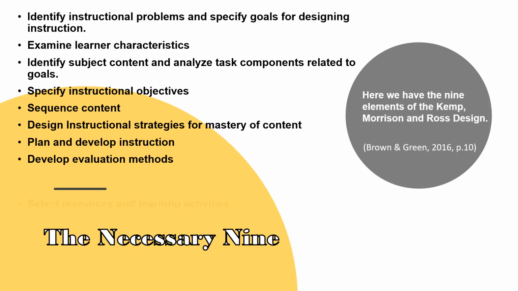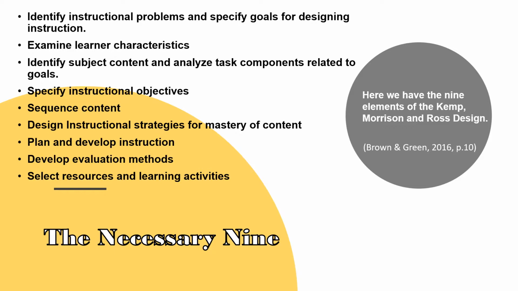The last element of the 9 presented by Brown and Green is to select the resources and learning activities to be used. However, in the visual model, this concept is not represented and is likely clumped into instructional strategies. Instead, the model includes designing the message, which Kemp, Morrison, and Ross define as the pattern of words and pictures we create to communicate with our learners.